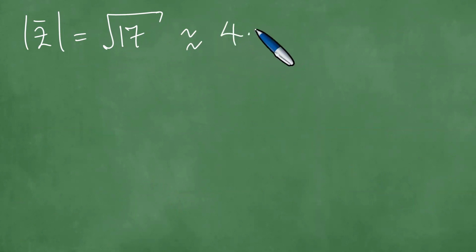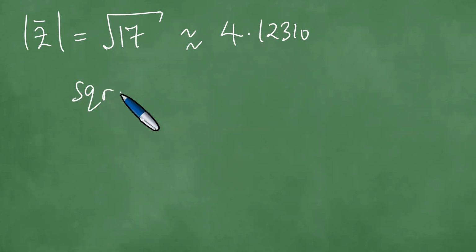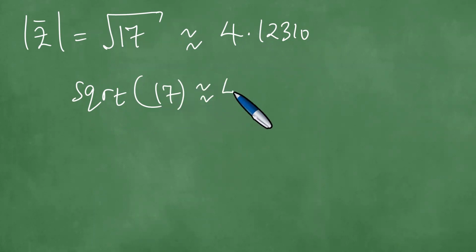So 4.12310 is the square root of 17. But now the question is, how can that system take the responses? Because there are many ways in which one can type in this answer on a computerized assessment. So you can do SQRT 17. SQRT 17 is obviously irrational, but you'd have that it is approximately this. But now the question is, what do you type?